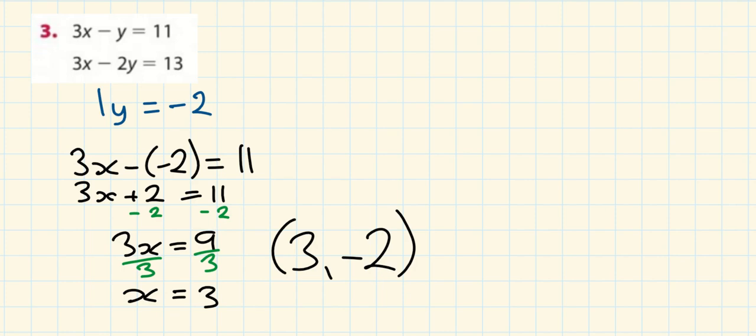Right, here's the solutions to that one. Same as before, you just minus them from each other and you'll get your answers there.